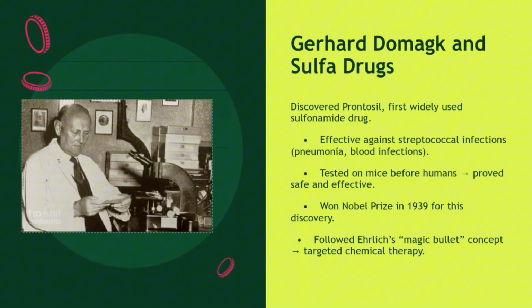Now, this work set the stage for Gerhard Domagk's breakthrough in the 1930s with the discovery of Prontosil. Prontosil was the first widely used sulfonamide drug, highly effective against severe streptococcal infections like pneumonia. Its success earned Domagk the Nobel Prize, further validating the focused chemical therapy pioneered by Ehrlich.